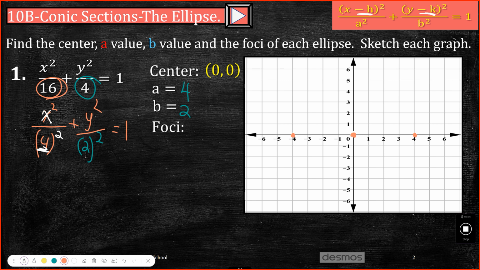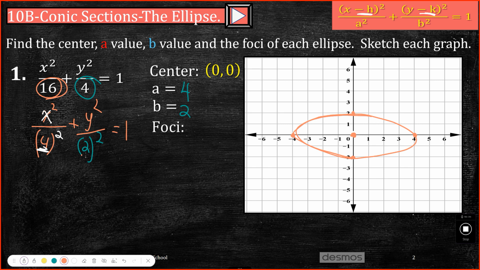To get to the co-vertices, that's along the y, you're going to go 2 up and 2 down. So you're going to go 2 up, put a dot, and 2 down, put a dot. And hopefully you see what this ellipse is going to look like. It's going to look like this. Draw the ellipse as nice as you can draw that.